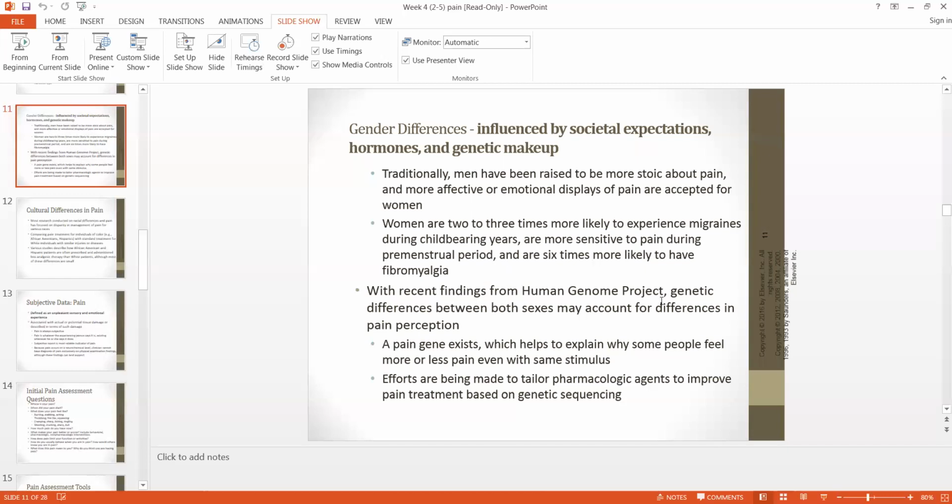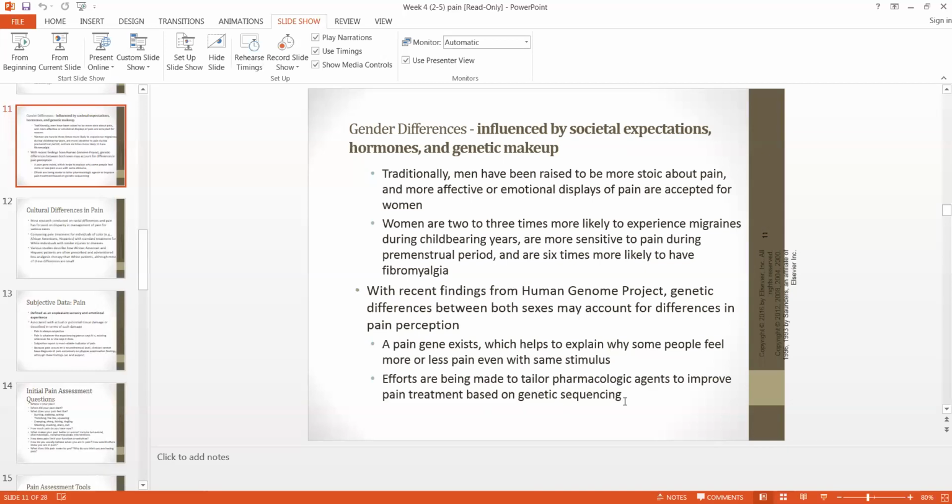The Human Genome Project has shown us so much about genetic makeup and genetic differences, and when one gene is a little off. So we're seeing that maybe there is a difference in both genders, and it's not just cultural. So the pain gene exists. Some people may feel pain less than others. Some people may express pain less than others. So this whole feeling and expression really are different.